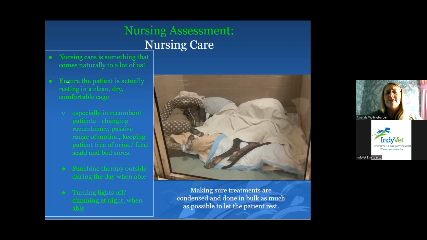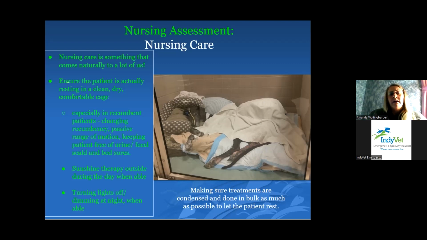This is a big soapbox of mine as well, making sure our treatments are done as much as we can when the patient's status allows us to. We're doing treatments in bulk. We're not doing a patient's TPR, then the next hour walking them, then the next hour feeding them. We need to try to do all of that at once so they can actually rest in between times.